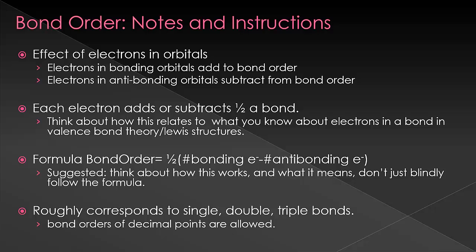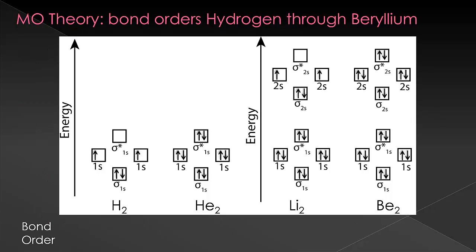Now let's go back to our previous MO diagrams and determine the bond order for each one. First, we'll find the difference between the number of bonding and anti-bonding electrons, and then divide that by 2. So for hydrogen, we have 2 bonding electrons, 0 anti-bonding electrons. We divide by 2 to get 1.